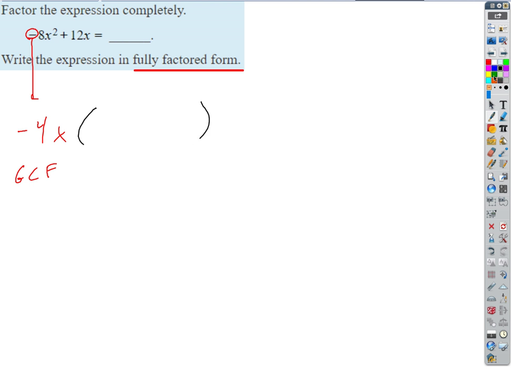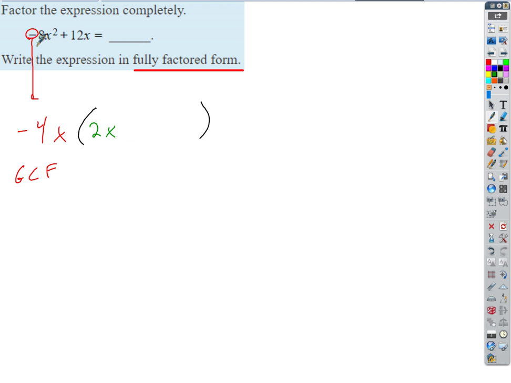Okay, well, there's a couple ways to think about this. Let's just remind ourselves. We could kind of reverse the distribution process and fill in the blank. Negative 4x times blank equals negative 8x squared. Negative 4x times what equals negative 8x squared? 2x, okay?